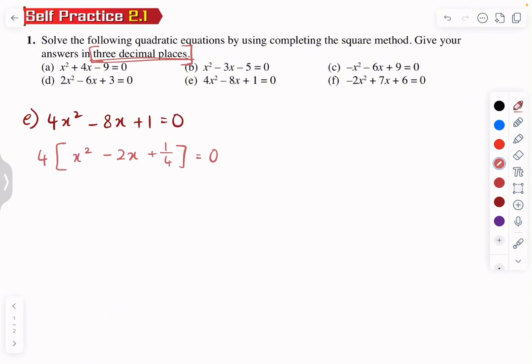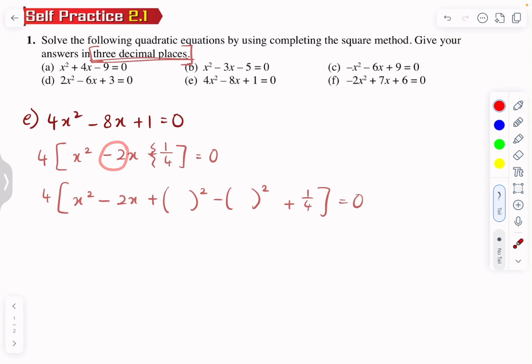And then we break it here. So 4 times x squared minus 2x plus bracket square minus bracket square plus 1 over 4 equals 0. And then b over 2 will go inside the bracket. So b is negative 2. Negative 2 divided by 2 is negative 1. Okay. Then this is the first part. This is the second part.